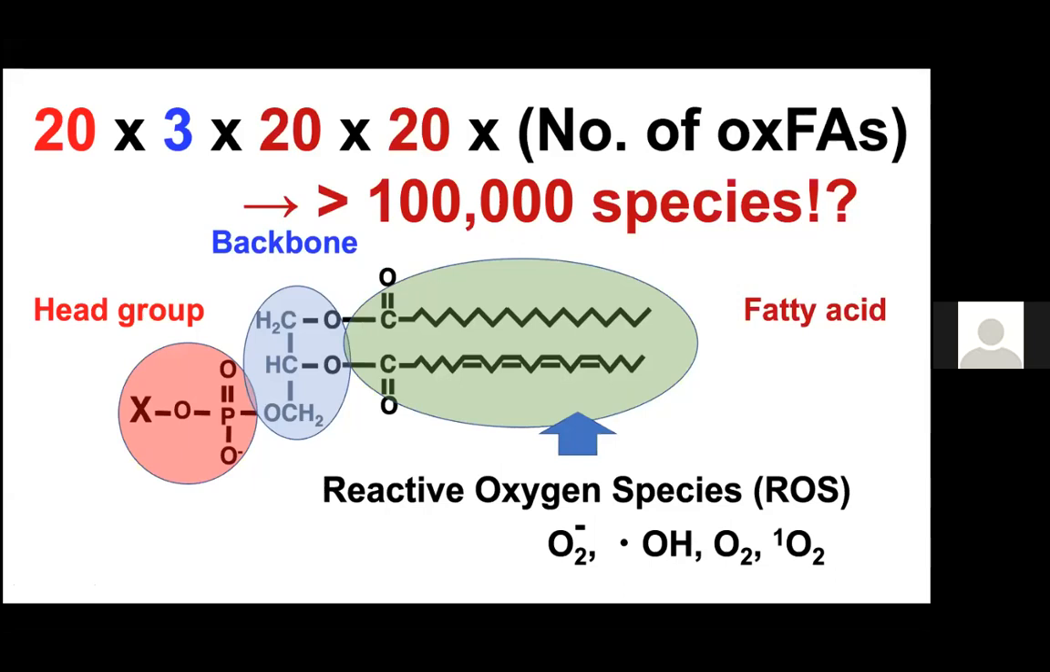Thus, the oxidation of fatty acids in glycerophospholipids leads to an exponential increase in the number of phospholipid molecular species. Recent improvements in mass spectrometry techniques have revealed that there are many oxidized phospholipids in our body. So elucidating the function of oxidized phospholipids is one of the current challenges in lipid biology.